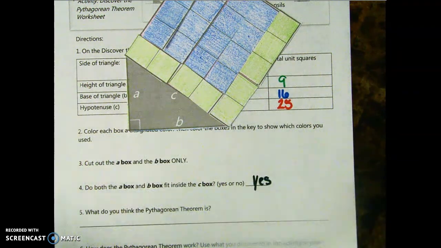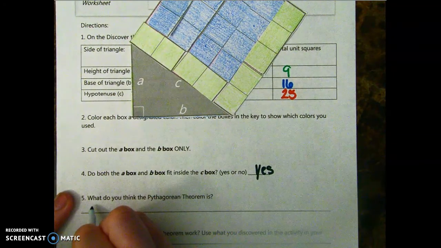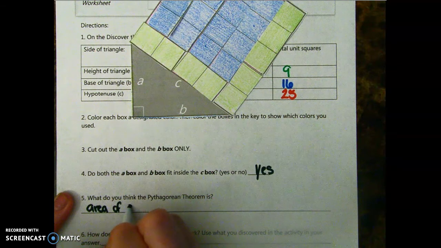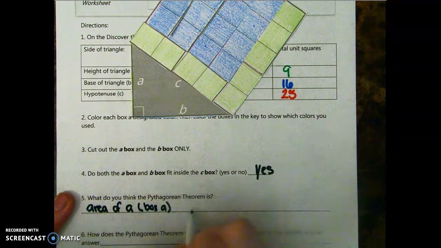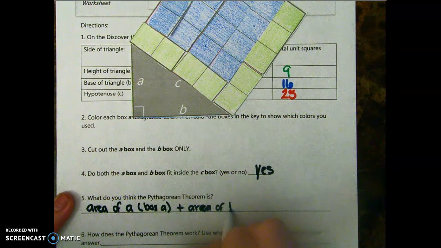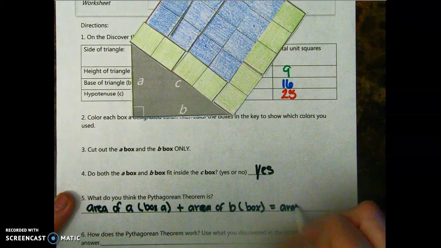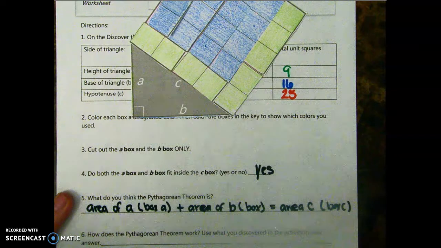Okay, and what do you think the Pythagorean theorem is? So it was the area of A, or box A. And when I added the area of B, which was box B, they equaled the area of C, which was box C. So that's one way you can write it.